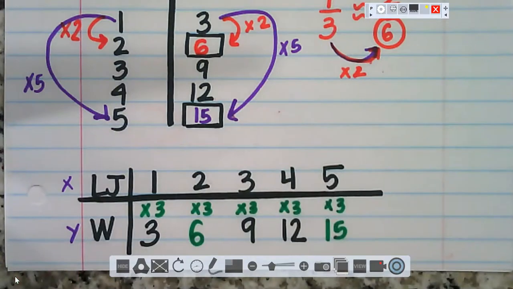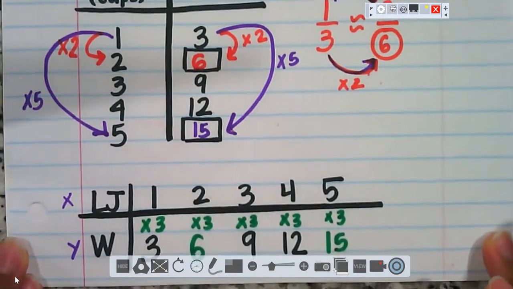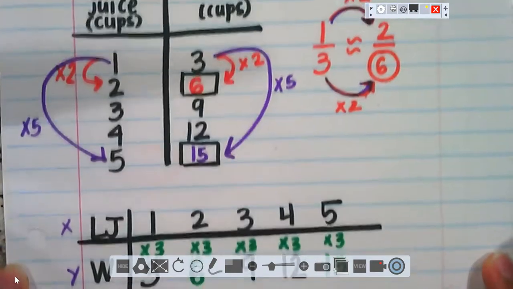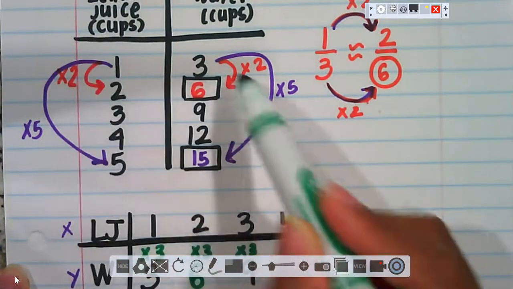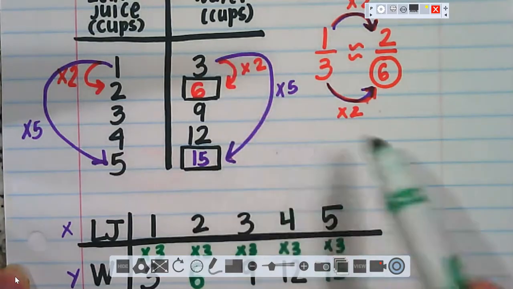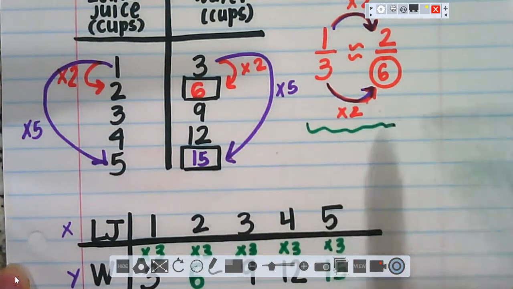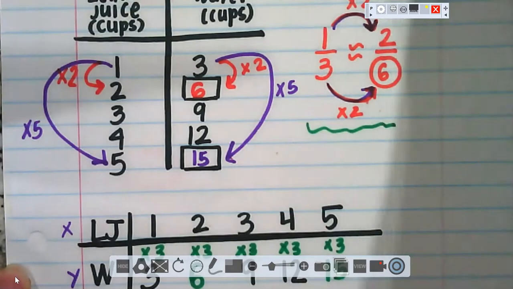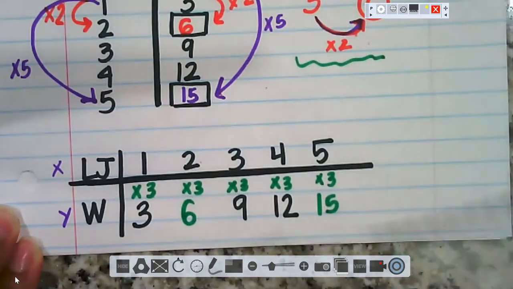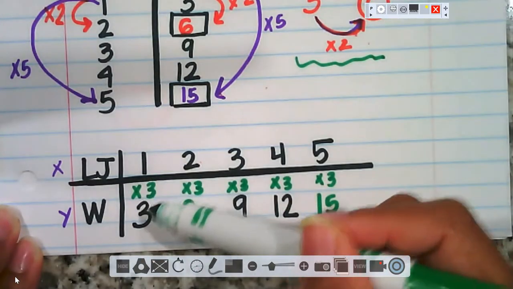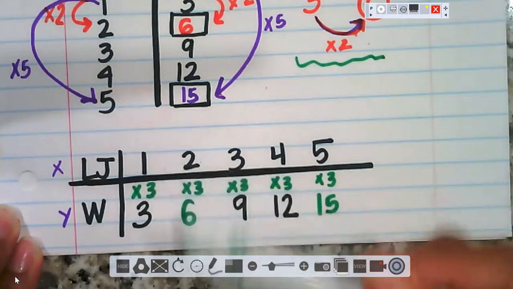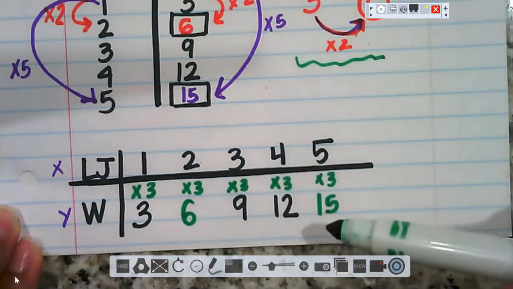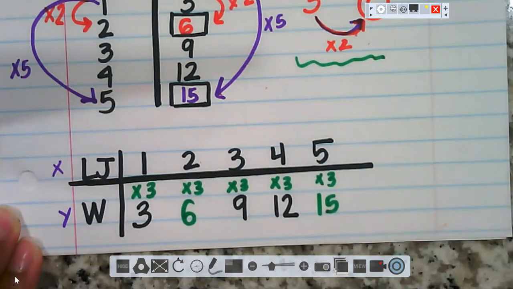So you can look at your numbers in two different ways. You can see how am I changing in my x values, and do the same thing to your y to get your equivalent ratios. Or you can look at how are we going from x to y? Am I multiplying by a number? Am I dividing by a number? How am I getting from one number to the next? And then you'll be able to find those missing values in your table.